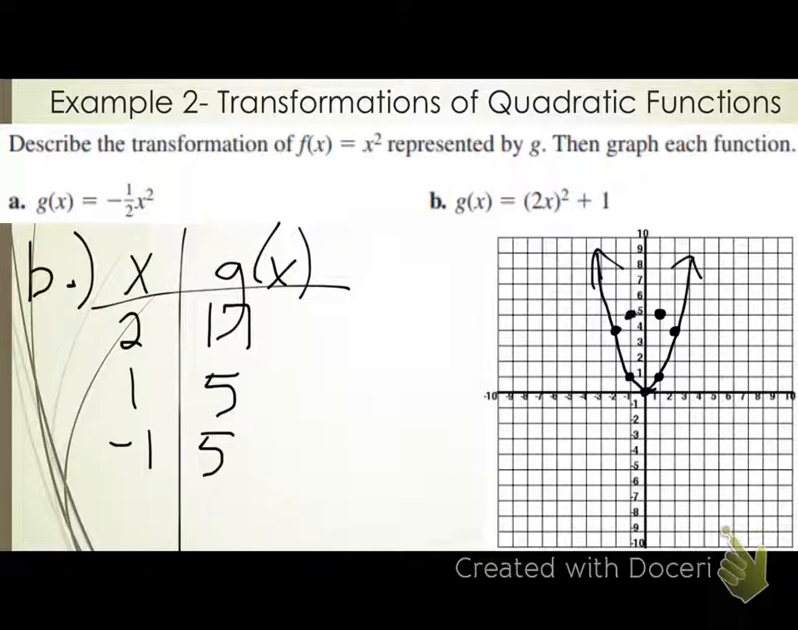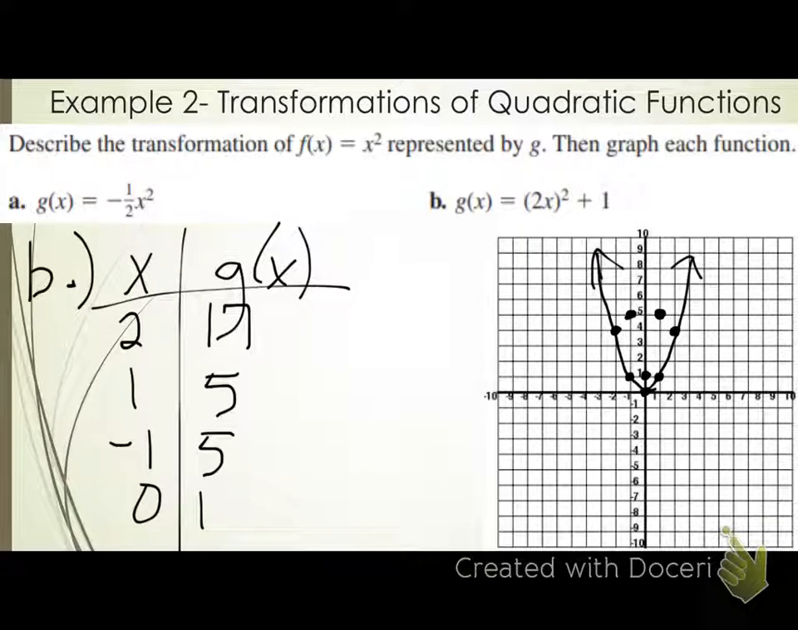Yeah, 0 might be a pretty good one to plug in. What's 0 times 2? 0. What's 0 squared? 0. What's 0 plus 1? 1. Oh, we just thought it was 0. Remember, it's a vertical translation up 1 unit. Does everyone see that? It's like a smiley face.